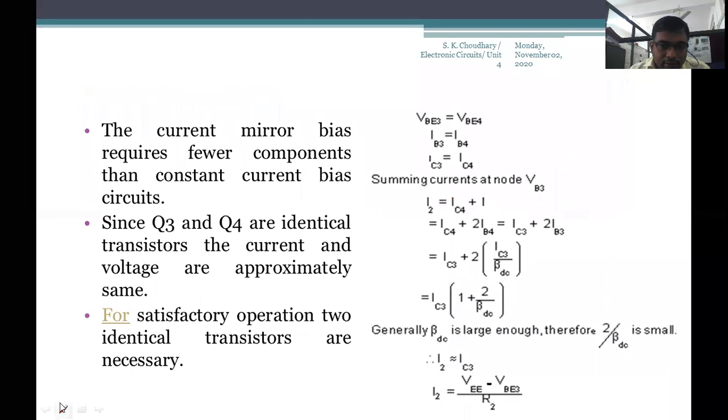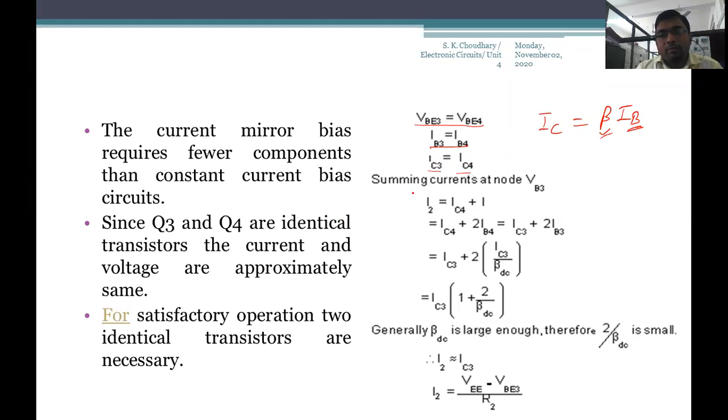Here, VBE3 is equal to VBE4. The base-to-emitter voltages of transistors Q3 and Q4 are equal, and since both the base terminals are shorted, IB3 and IB4 are equal. If IB3 and IB4 are equal, then IC3 and IC4 are also equal, because we know the relationship between the base current and collector current. If the base current is the same and both transistors match, then beta is also the same, so IC is also the same.